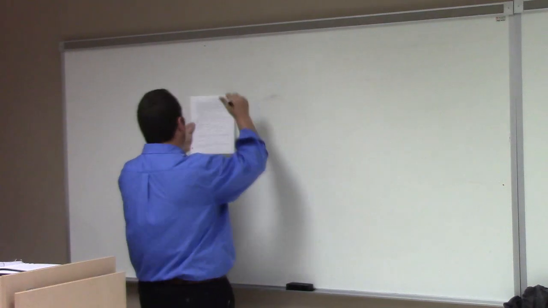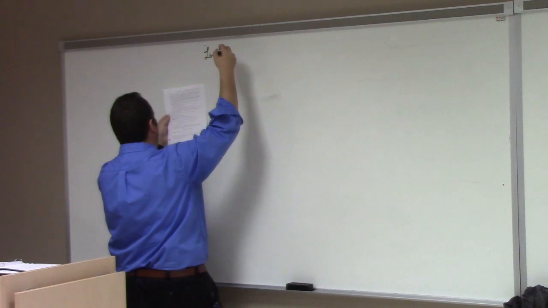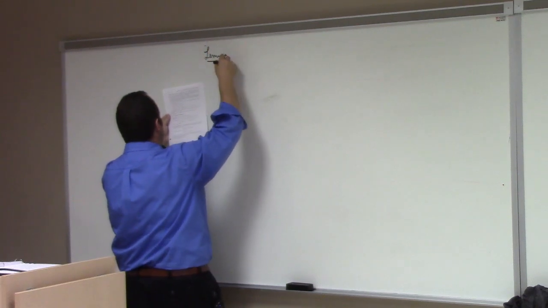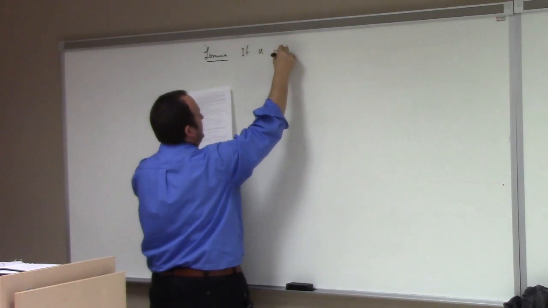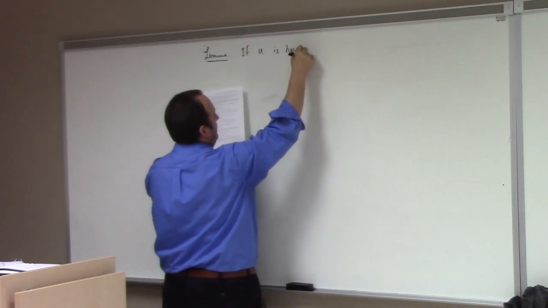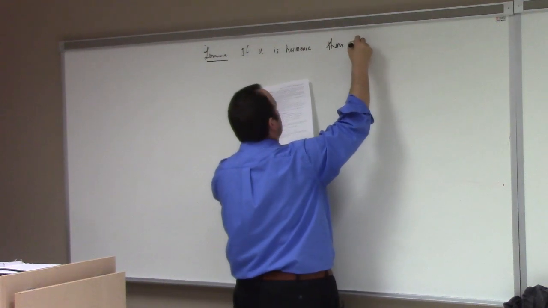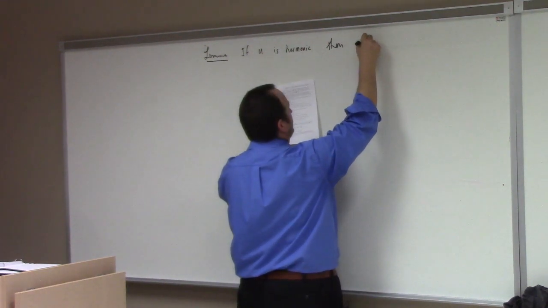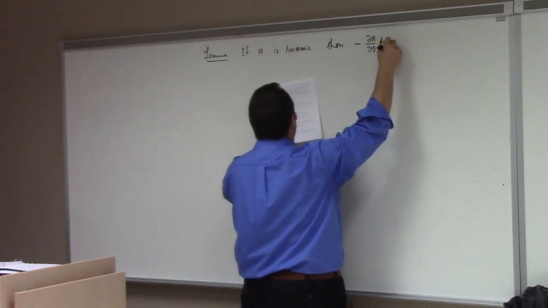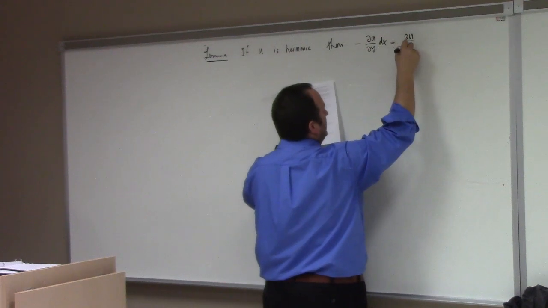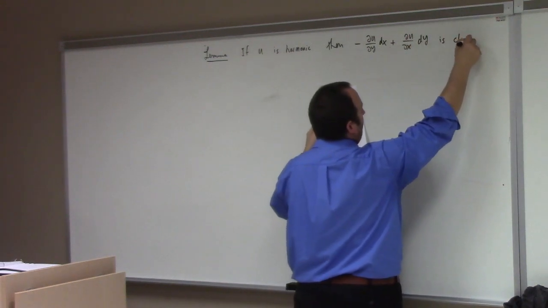So this is my lemma, section 8.3 on harmonic conjugates. I'll start with a lemma, which is that if U is harmonic, then the differential minus partial U, partial Y, dx, plus partial U, partial X, dy is closed.